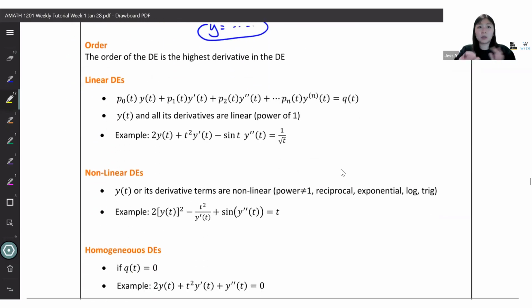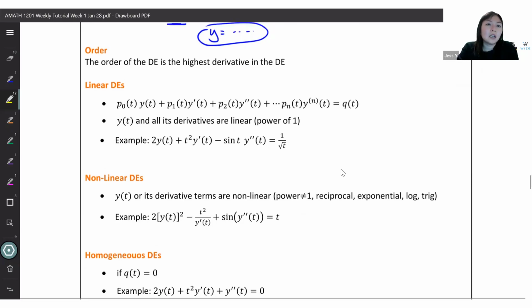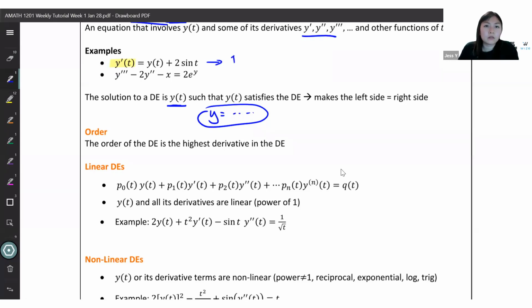And there's some definitions you need to know. And these are easy marks if you know these definitions. The order of a DE is the highest derivative in that DE. So for example, in these two examples here, this first one, if I look at my derivatives, there's only a first derivative. So this is order 1 or first order. If I look at my second equation, the highest derivative is my third derivative. So this is third order or order 3. That's it. That's the order of a DE.